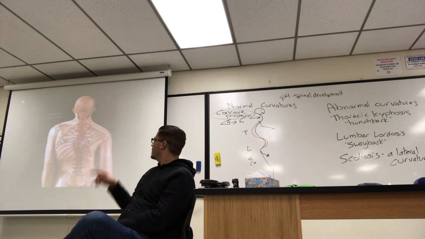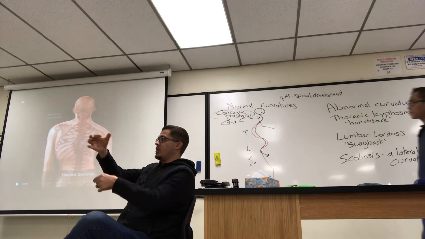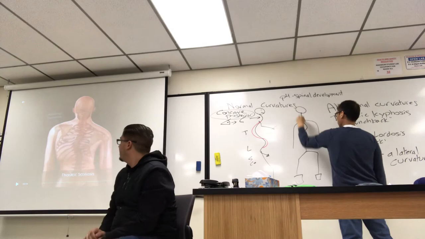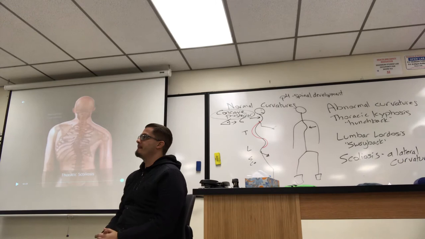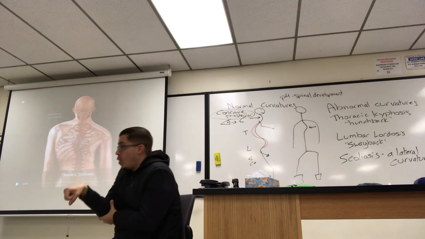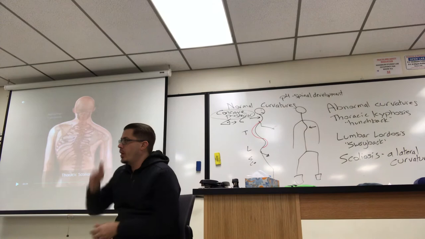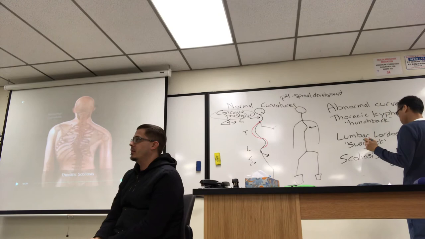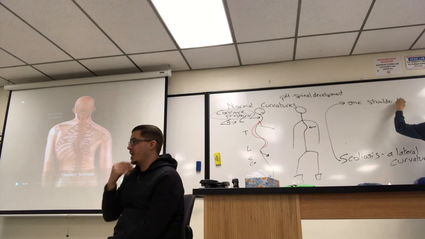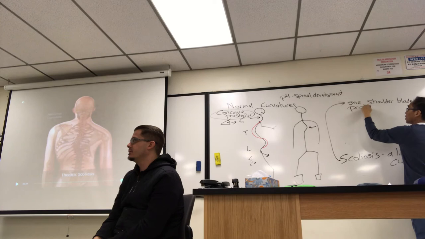So it's a lateral curvature. If you look at that view, it looks like it's got a curvature that way. That right there would be the abnormal curvature. Usually, they check for this in gym class, junior high. That's when it might present for the first time. Usually, they'll have you bend forward, and if you have a lateral curvature in your spine, one of your shoulder blades will stick up. One shoulder blade may protrude upwards when bending forward.